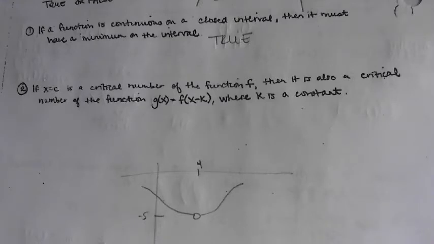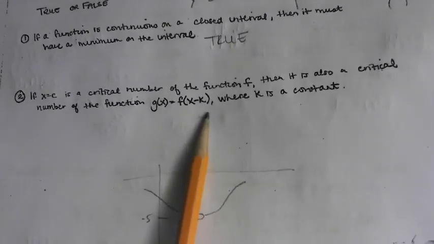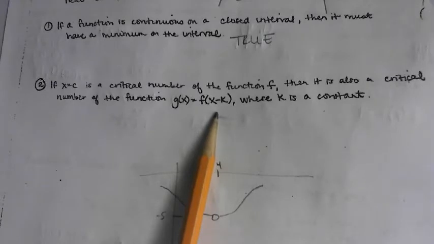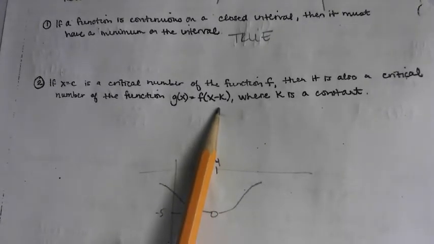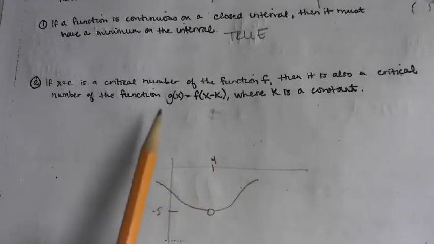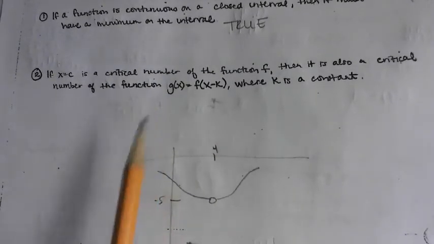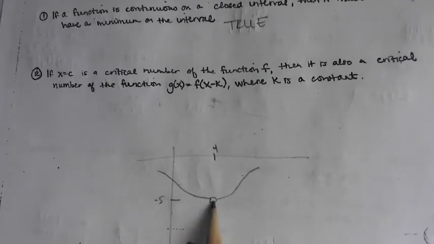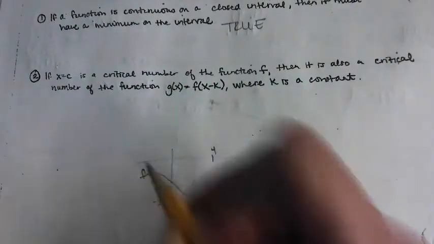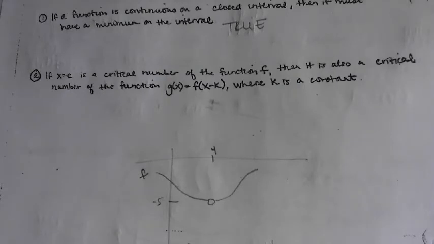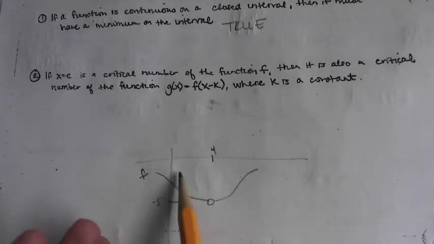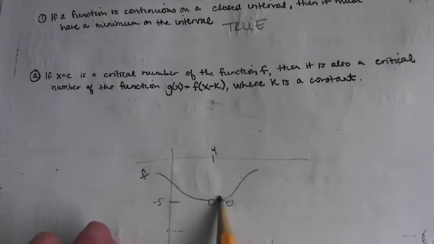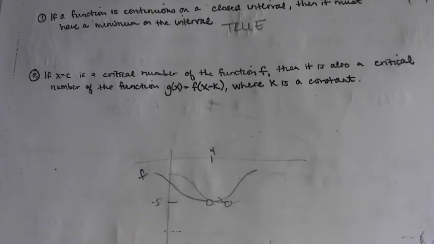Say x equals c was like x equals 5. If you're shifting the function over horizontally, then it wouldn't be at the same x value. She's correct. So this is false because, and I added a number in here so we could see it, this one has a critical point of 4. So let's pretend this is our f of x. If we then do f of x minus 1 and shift this to the right 1, that's no longer going to be a critical point at 4 anymore.